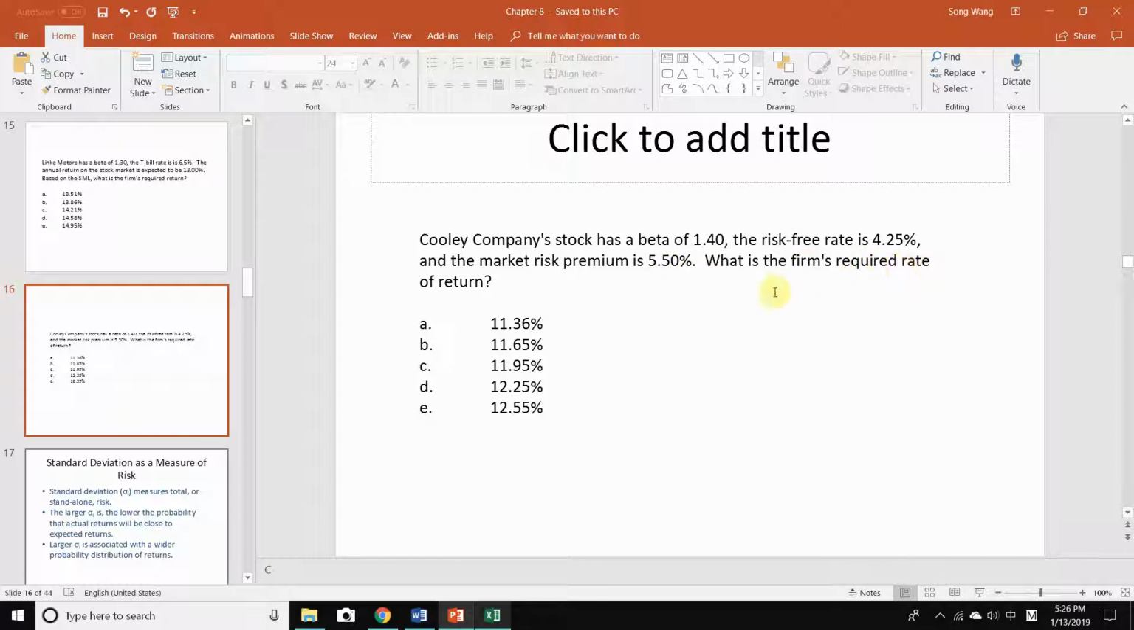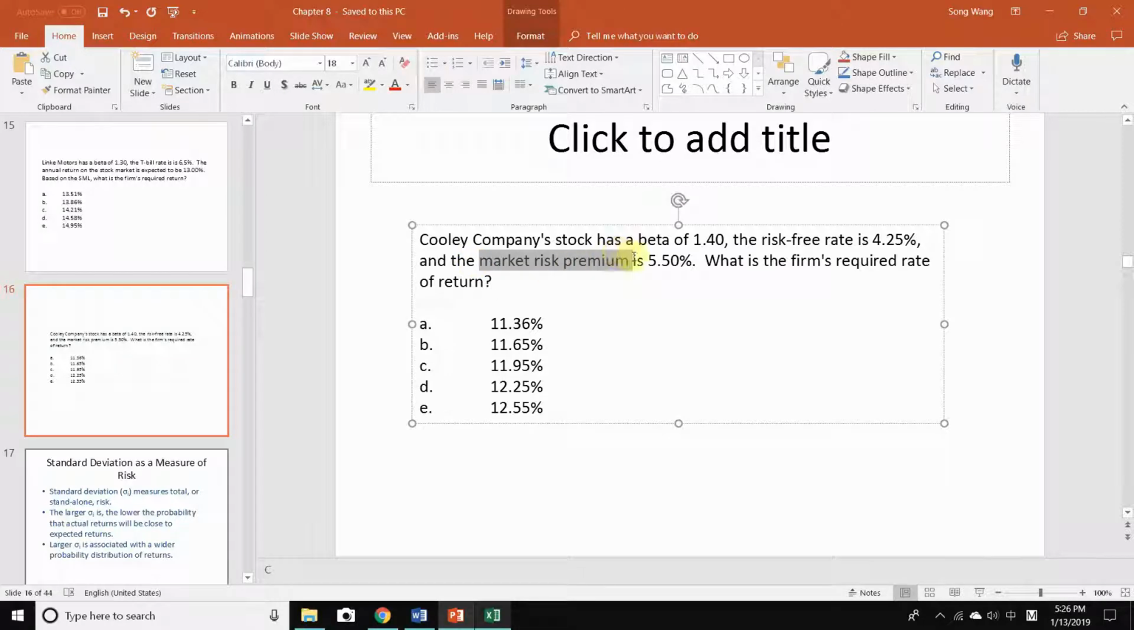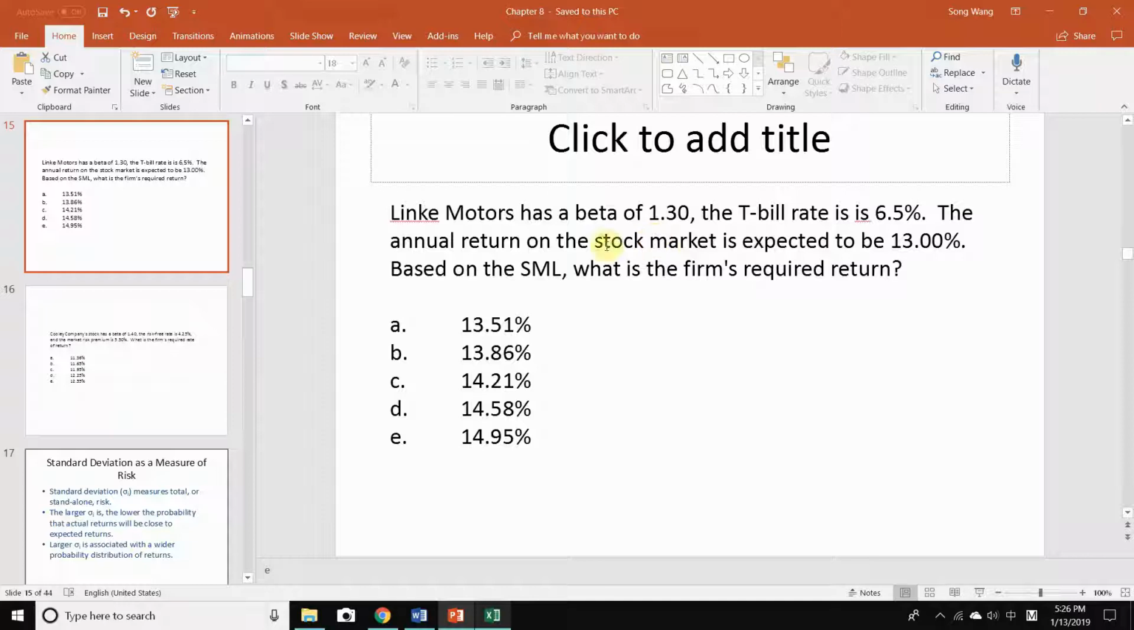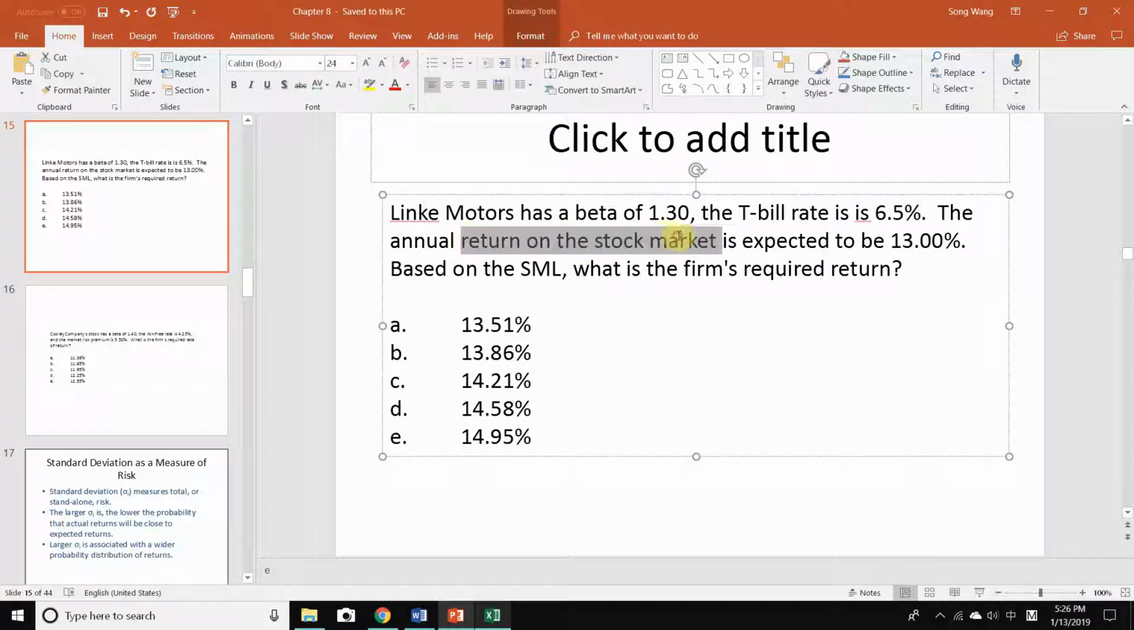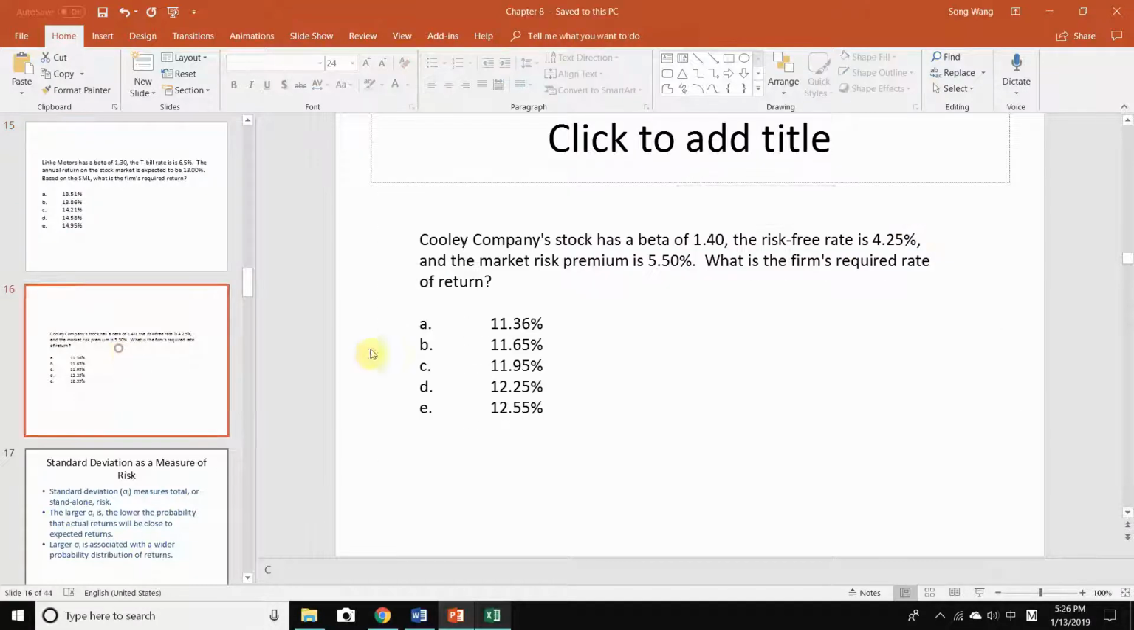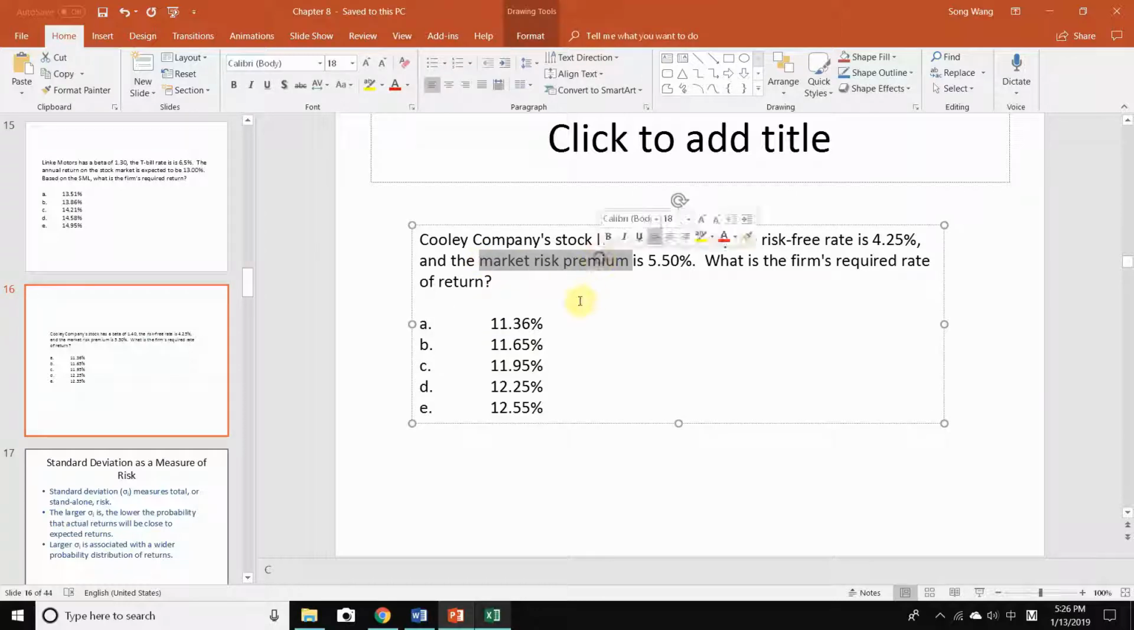It looks a little bit the same as the last one. However, there's a big difference. What is provided to you by the market is a market risk premium, whereas in the previous question you were given the market return. The return on the stock market was 13%. Here the market risk premium is given. So the difference is that the market risk premium is the market return minus the risk-free rate.